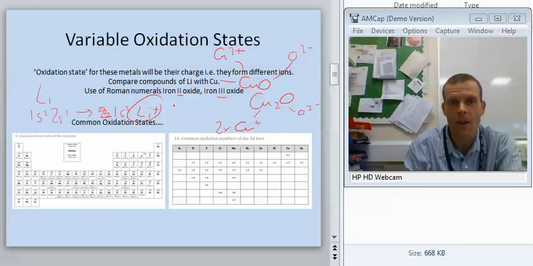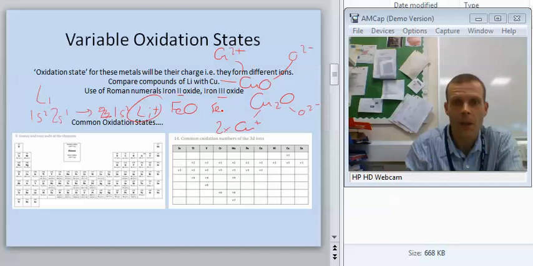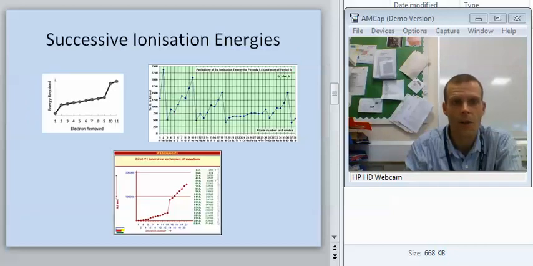So if this is iron(II) oxide, then it's Fe2+, oxygen still 2-. This one would be Fe2O3. So we've got 2 lots of Fe3+ and 3 lots of O2-. Overall, that ionic compound then has a neutral charge.